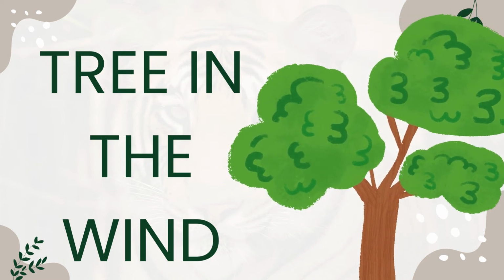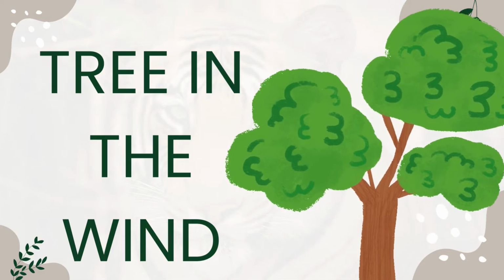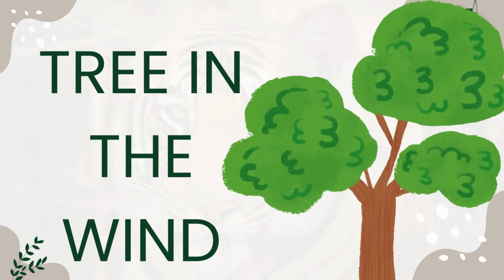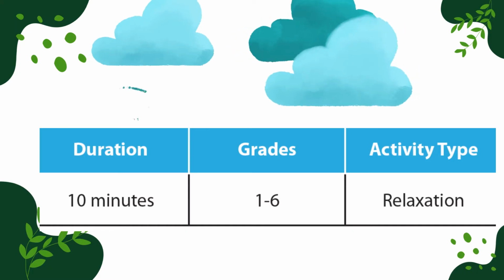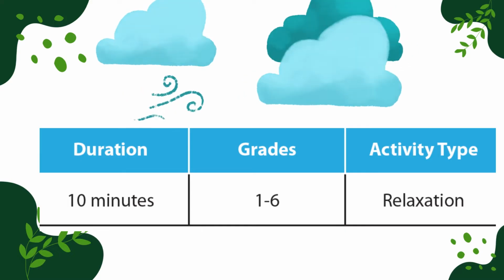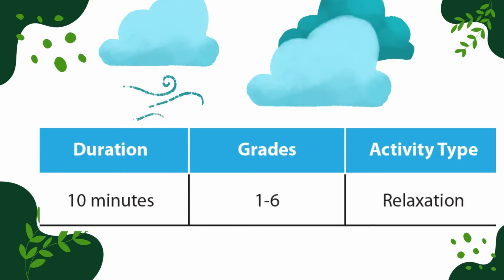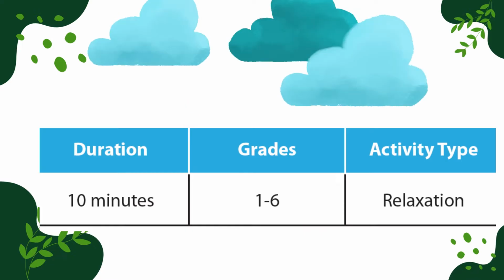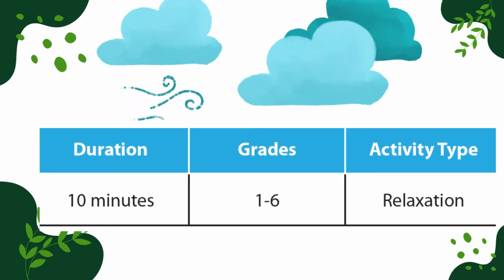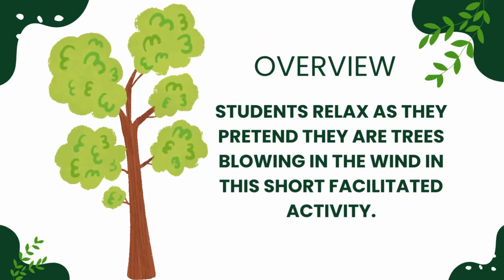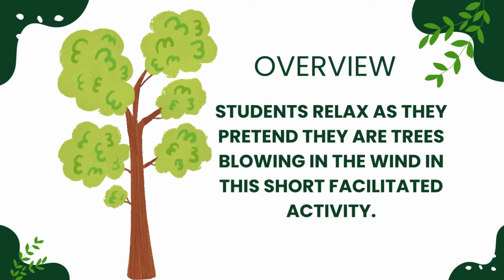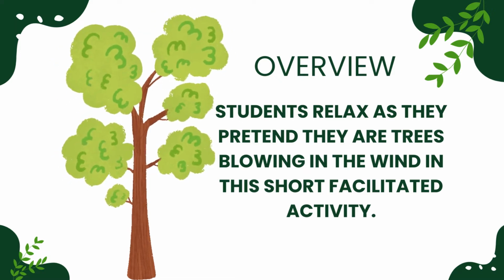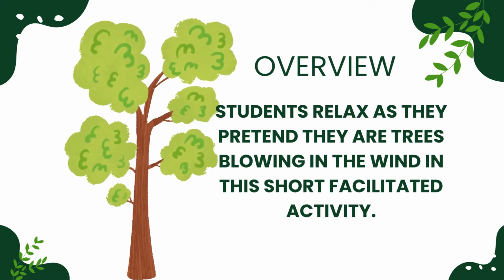We have here another psychosocial support activity that we can give to our grade 1 to 6 learners. This is entitled Tree in the Wind. We can give this for 10 minutes for our grade 1 to 6 pupils or learners. And this is a relaxation type of activity, if we want our students to feel relaxed as they pretend they are trees blowing in the wind. So we can give this short facilitated activity to our students.